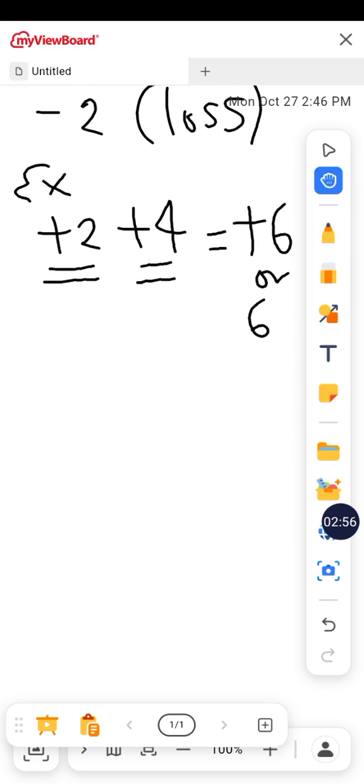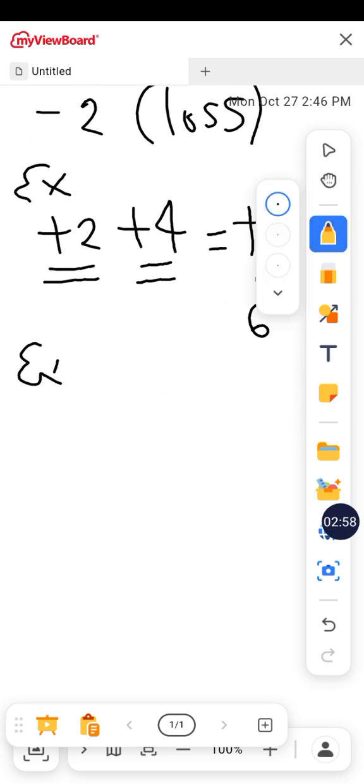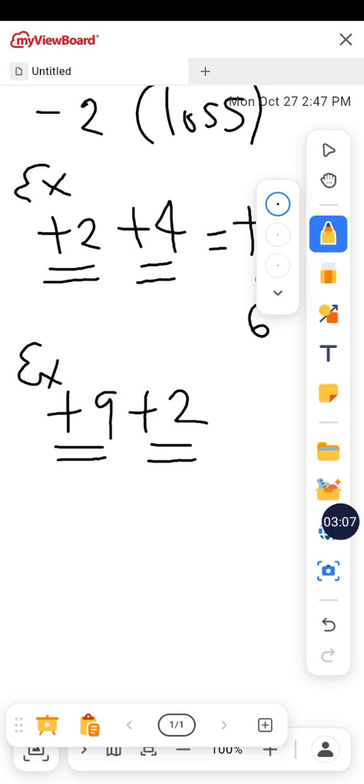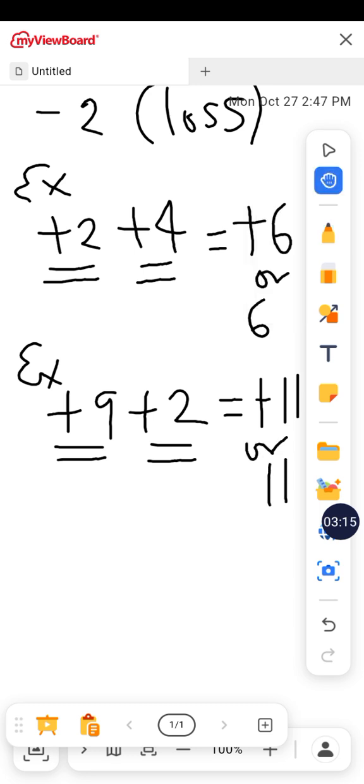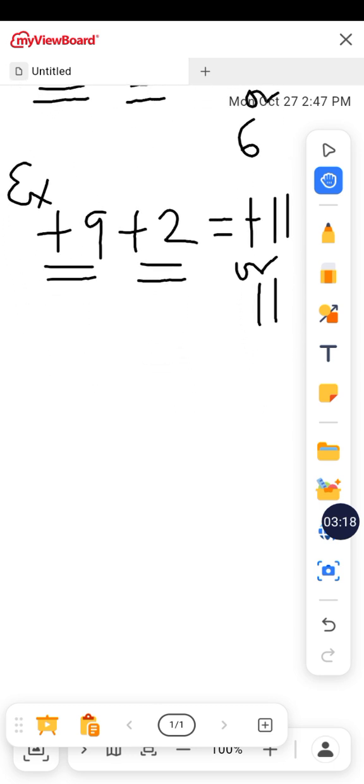Okay? Let us see some other examples. If I have plus 9 plus 2, plus 9 means I have 9 naira, plus 2 means I also have 2 naira in my pocket. When you add everything together, how much do you have altogether? That's plus 11. Plus 11 can otherwise be written as ordinary 11.